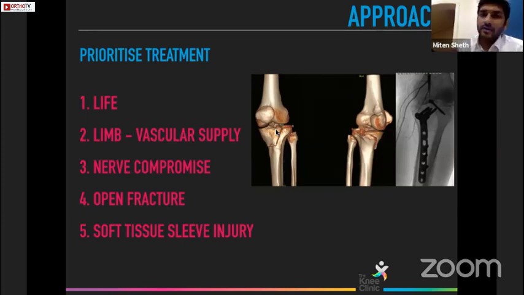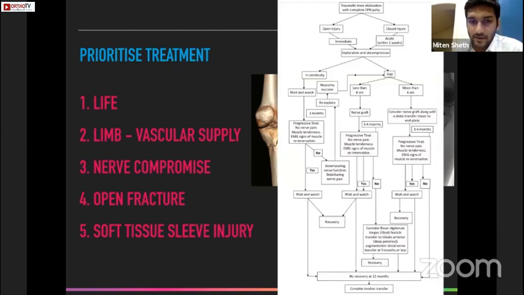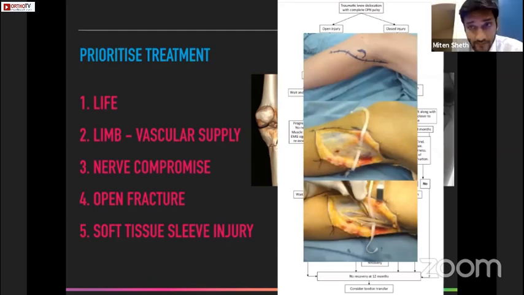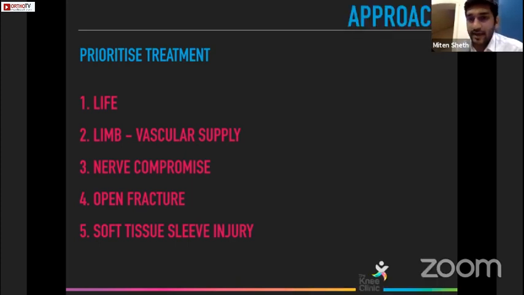Similarly, if you have a nerve compromised situation, and the nerve that we are talking about is the common peroneal nerve, that's on the lateral side. And for some reason, if you have to explore that, then this is one situation where you can tackle a fibular head avulsion, anything on the posterolateral side primarily, because the plastic surgeon is already opening that particular area.